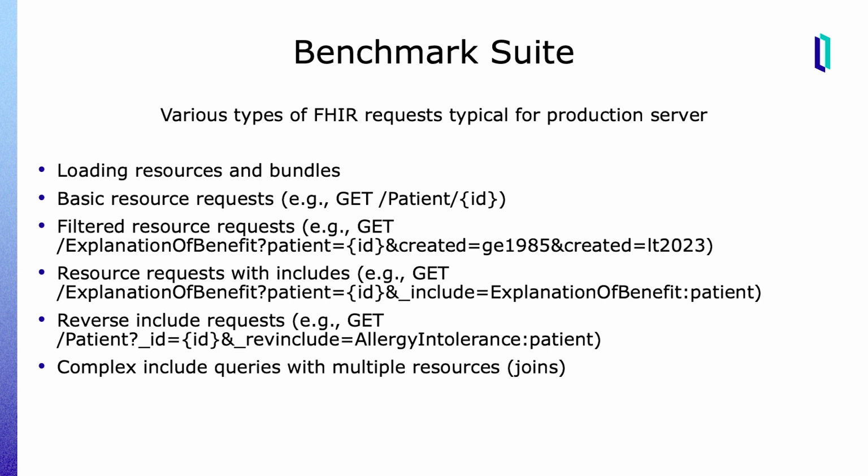So what do we do in a benchmark suite? Well, as I mentioned, there's various types of FHIR requests. In a typical production server, you're doing things like loading resources and bundles. You're doing basic resource requests, obviously, but you're doing other more demanding requests, like you're filtering for resources. You're doing resources with includes. Includes generates not just the primary resource, but other related resources.